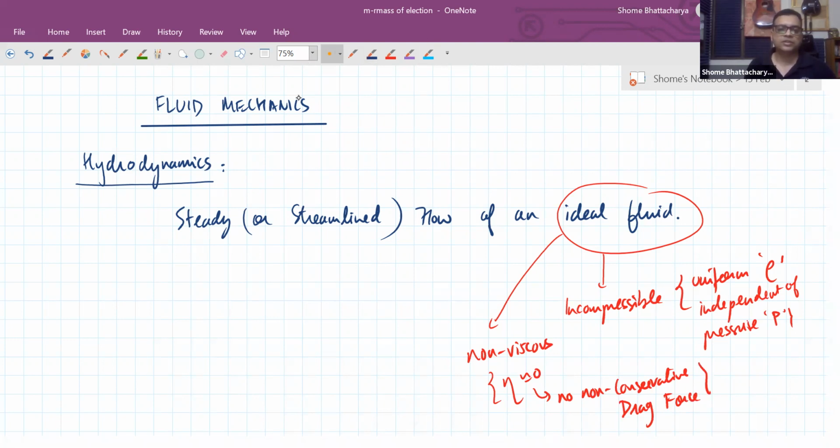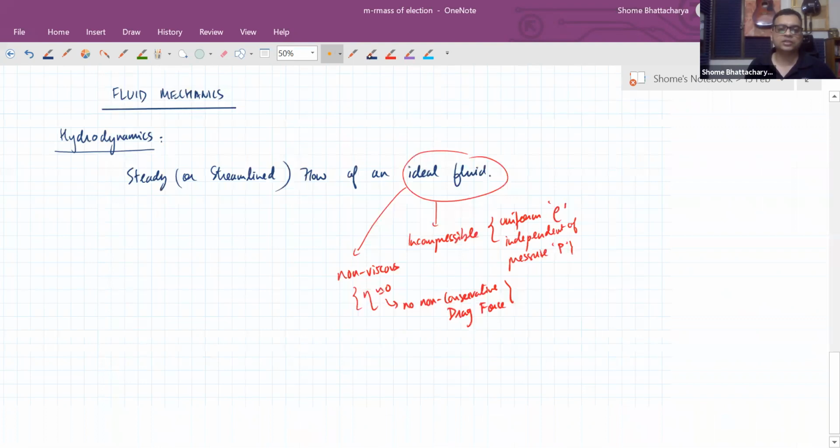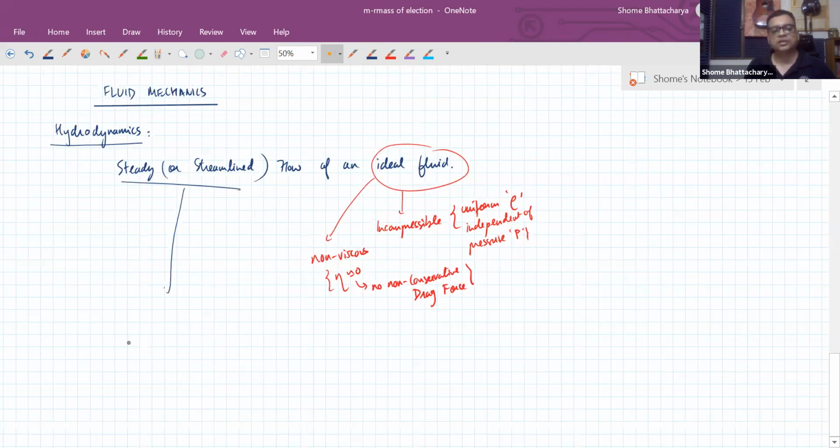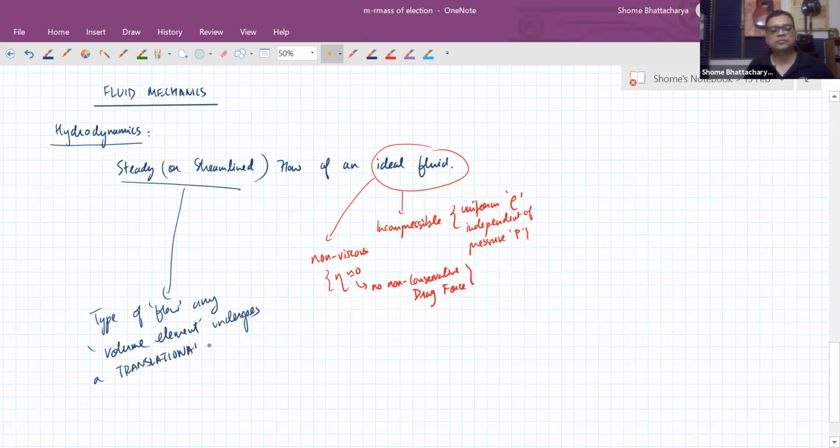Now, let's also understand what is the exact meaning of steady motion or streamlined flow. Steady flow is a type of flow wherein any volume element undergoes a translational motion. That is, it is irrotational. It does not have any rotation happening.